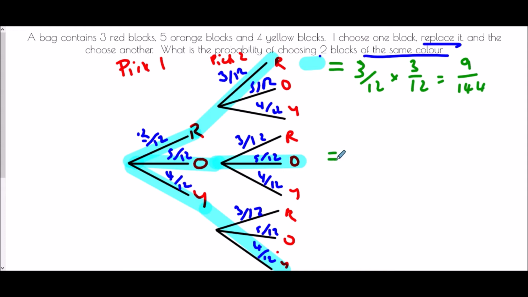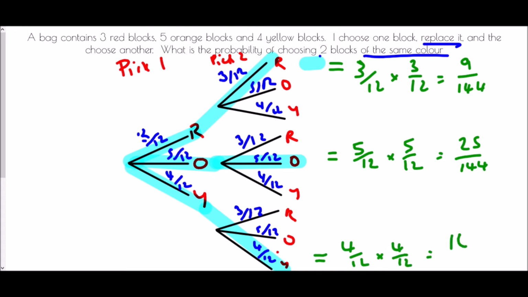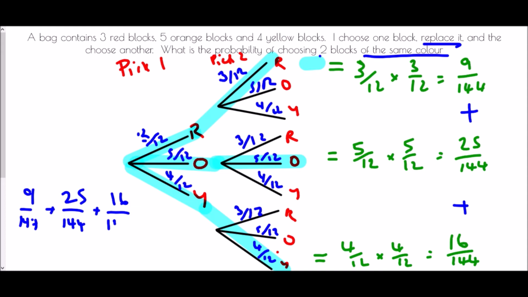If I were dealing with getting 2 oranges, well, that would be 5/12 times 5/12, which is 25 out of 144. And if I was getting 2 yellows, well, that would be 4/12 times 4/12, which is 16 out of 144. But again, it is the first branch or the second or the third, and therefore I need to add those 3 probabilities together. So 9 out of 144 plus 25 out of 144 plus 16 out of 144.